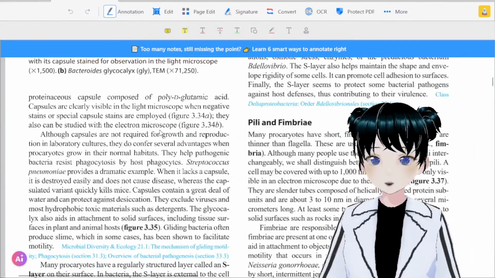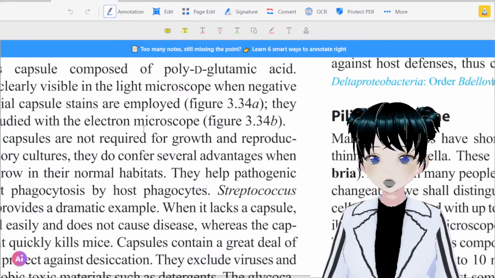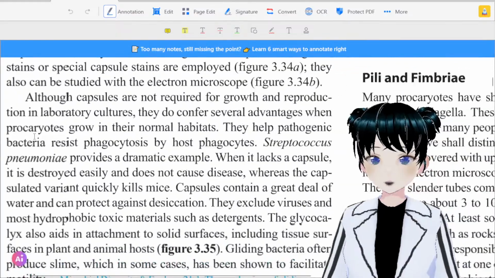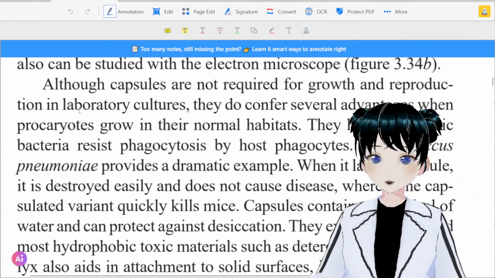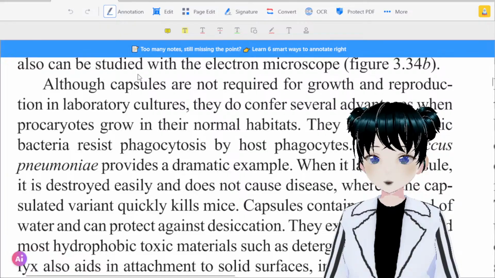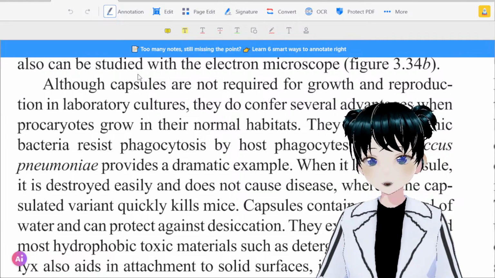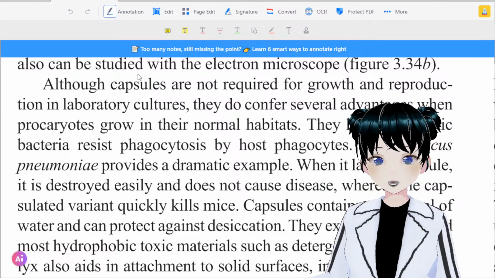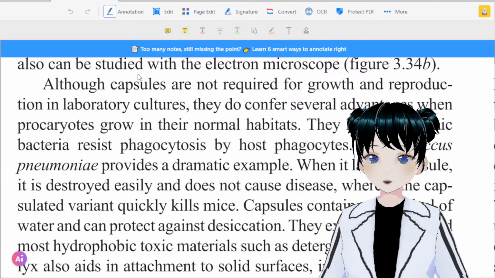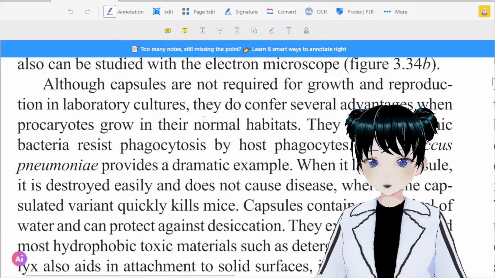So capsules are clearly visible in a light microscope, guys. Even in a light microscope, just think they are so large and thick, but it needs stain. Although capsules are not required for growth and reproduction in laboratory cultures, like we don't need the capsule. Even if you remove the capsule from the bacterial cell, it won't change their activity much. It's like armor. If we wear armor for our protection and you remove it, it doesn't change anything for us. It just reduces a little bit of protection, but our functions don't matter because it doesn't work in our functions. So the same case is with them.